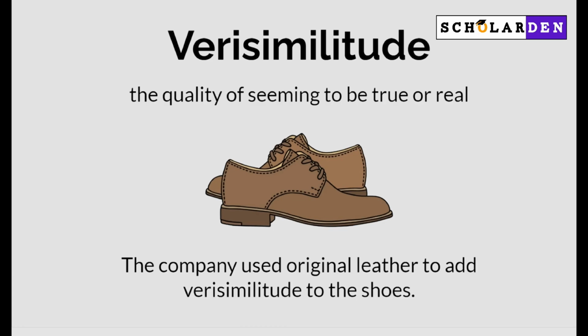Verisimilitude, the quality of seeming to be true or real. So you could maybe remember this by that similar in the middle there, which means, again, sort of similar to something true or real. For example, the company used original leather to add verisimilitude to the shoes. Another example, the verisimilitude of the movie set to an old western town is amazing.